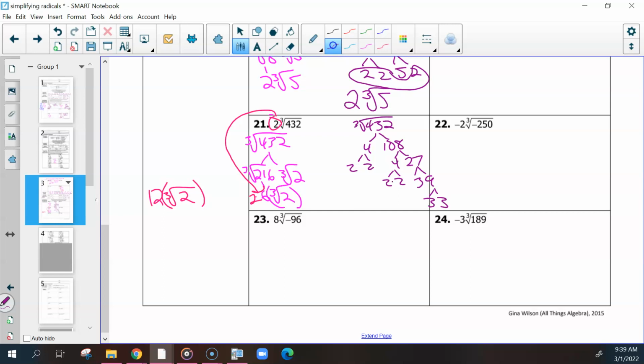We have a group of 2s, a group of 3s, and then we have that one lonely 2 that's going to stay inside. We have the original 2 from the outside, the group of 2s that gets to come out, the group of 3s that gets to come out, and then the key group of 2. So that would be 4 times 3 is 12 times the cube root of 2.